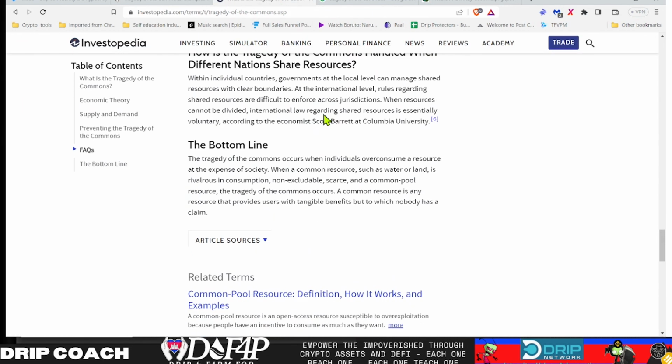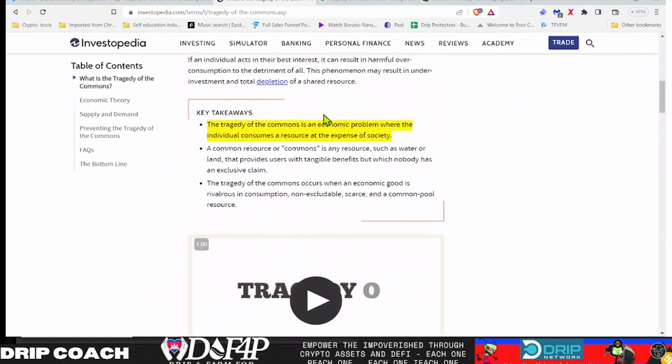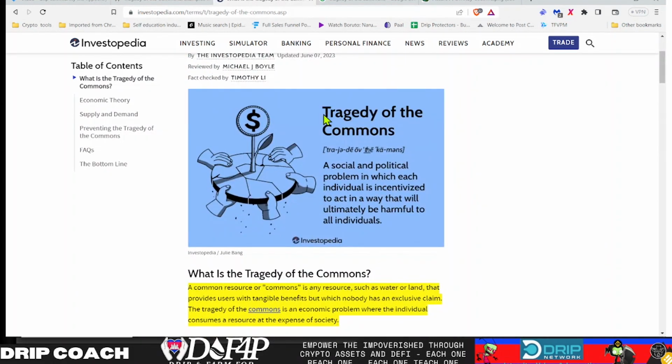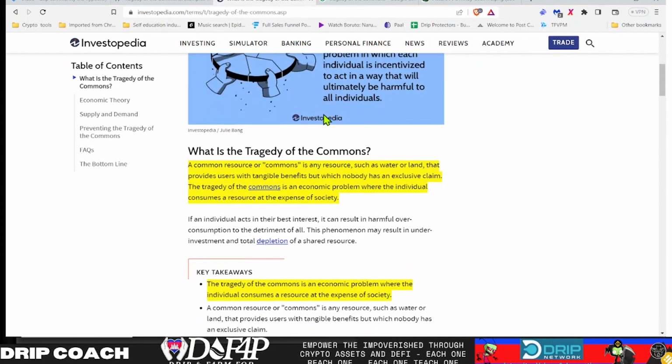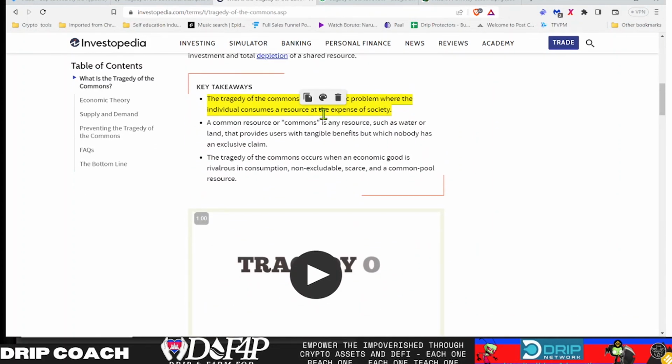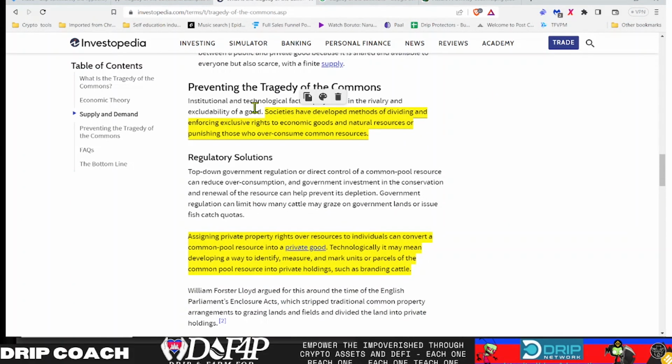Right. So what does all this have to do with Drip? Well, I'm going to tell you, because they give some solutions in this Investopedia article. To prevent the tragedy of the commons, societies have developed methods of dividing and enforcing exclusive rights to economic goods and natural resources, and of punishing those who overconsume common resources. That sounds great. That's kind of like blacklisting wallets or making buy taxes higher, whales, all these different things that have been implemented within the system.